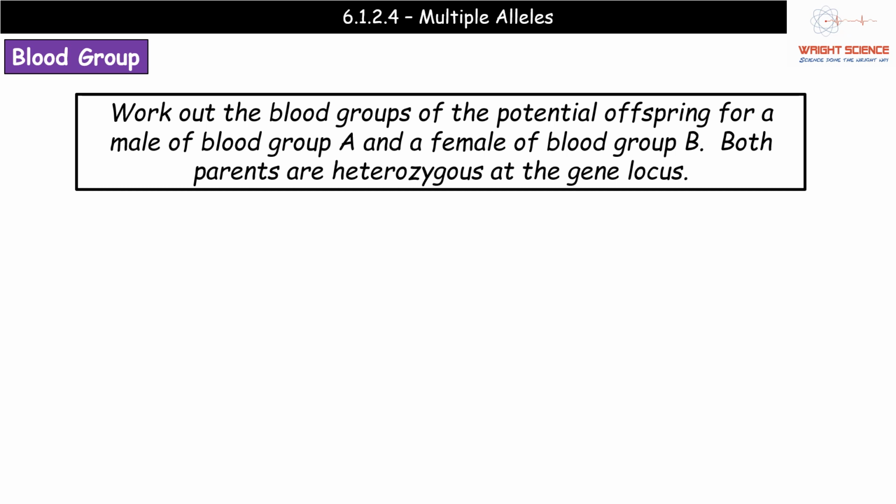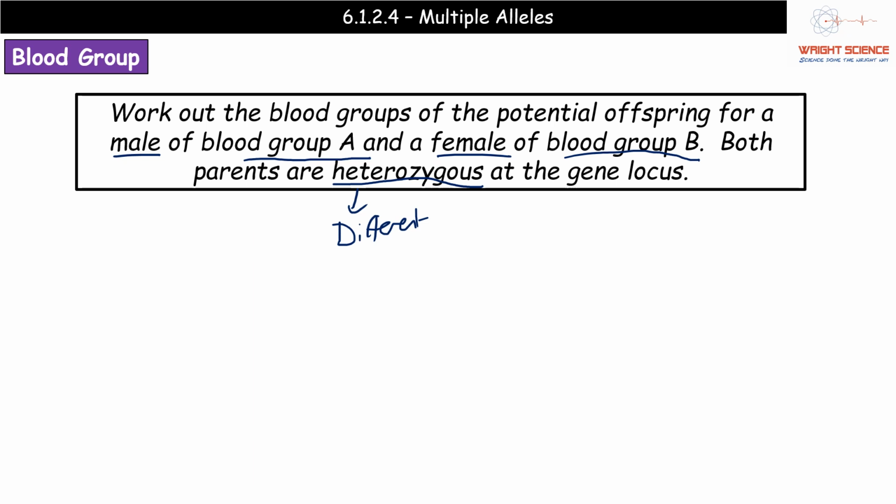So, what kinds of questions could we see with this? Here's an example. Work out the blood groups of the potential offspring for a male of blood group A and a female of blood group B. And it tells us that both parents are heterozygous at the gene locus. So hopefully we remember that heterozygous then tells us that these are going to be different.